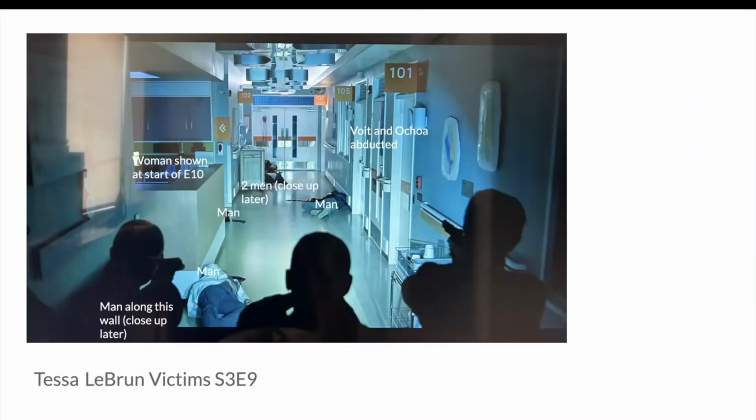This is a shot I took of my TV as I was watching, and I labeled where I was getting the victims from. There's a man down here. I think he's shown a little bit later. There's two men over here. They have a close-up later. This is a man. This is a man. And I believe there's a man along this wall who also had a close-up later.